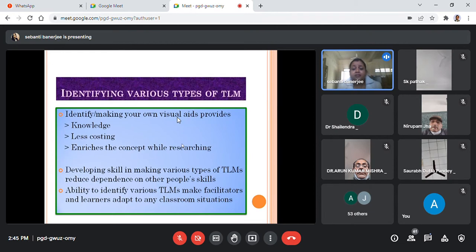The ability to identify various TLMs makes the facilitators and the learners adapt to any classroom situation. So it will help the students, and increase the acclimatization power of the facilitators as well as the learners to cope up with any kind of situation in any classroom.